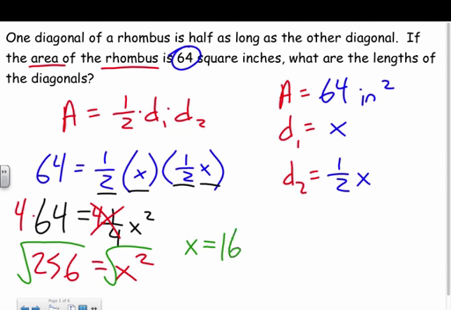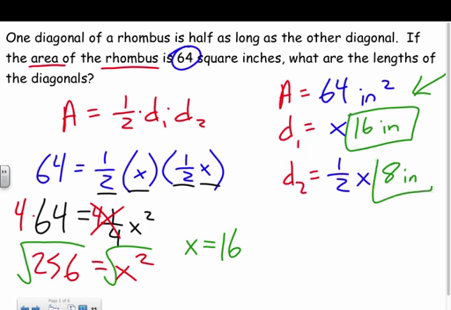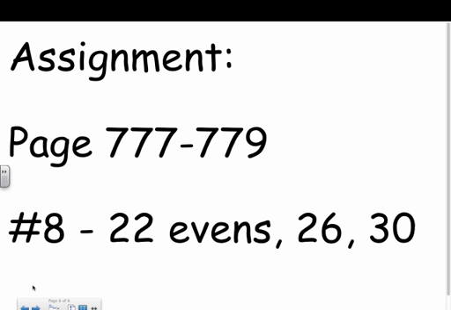So x is 16. Well, if I look back over here, 16 inches is the one diagonal. The other diagonal is half of that, so the other one must be 8 inches. And that's what it asks for: what are the lengths of the diagonals? So 16 inches and 8 inches. So basically just bring a variable into play and go through and solve. And that's all there is to it.